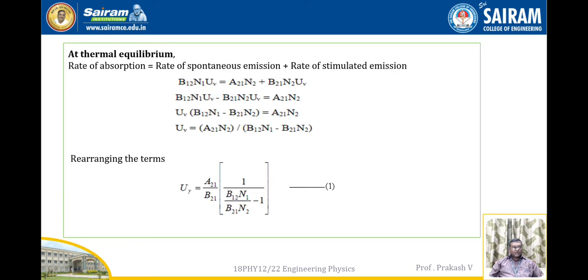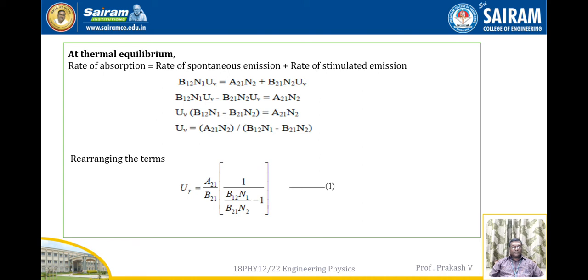At thermal equilibrium, the rate of induced absorption is equal to the rate of spontaneous emission plus the rate of stimulated emission. That is, B12 N1 U mu is equal to A21 N2 plus B21 N2 U mu, or B12 N1 U mu minus B21 N2 U mu is equal to A21 N2.